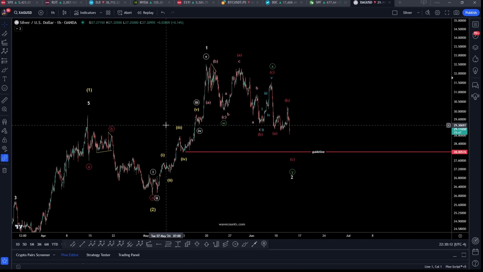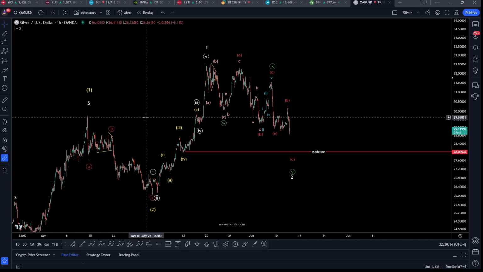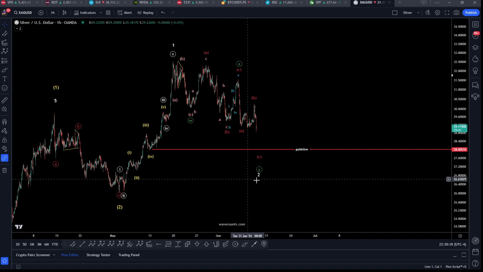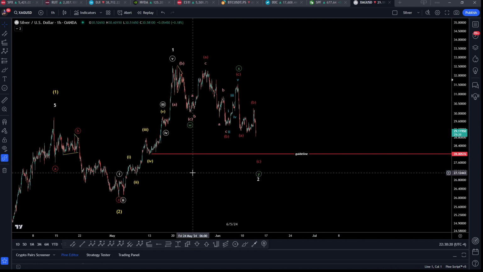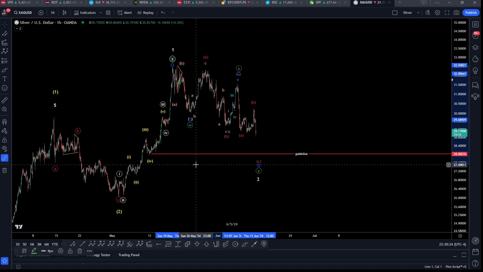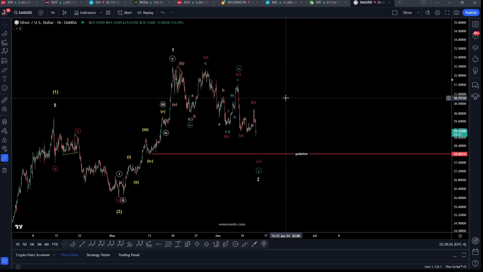Okay? Nothing I do is financial advice. I'm just analyzing a chart and I'm sharing it with you. You decide what you want to do. But that's what we have for Silva. Chew on that over the next few days. See what you think.